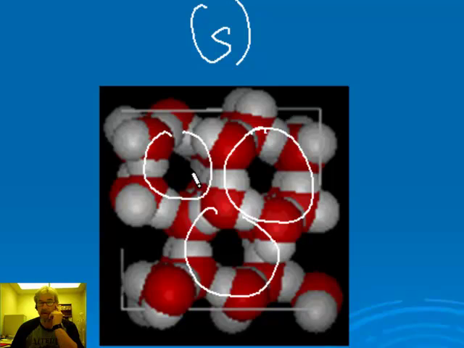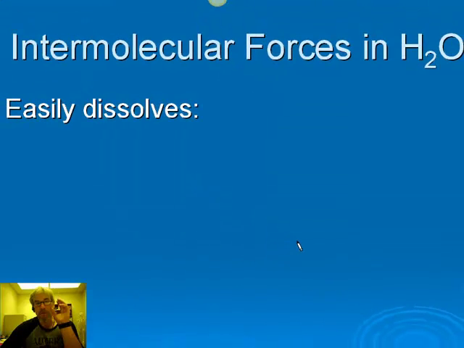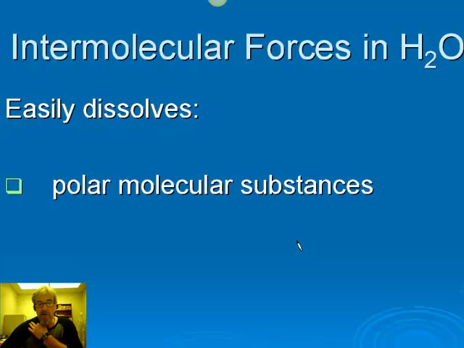And then in terms of chemistry, the reason these intermolecular forces are so important is because they come from polar molecules. And this makes it possible for water to easily dissolve polar molecular substances. It has a high solubility for these things, so other things that have those dipoles that can do hydrogen bonding, and ionic crystals, anything that's charged, like a salt.